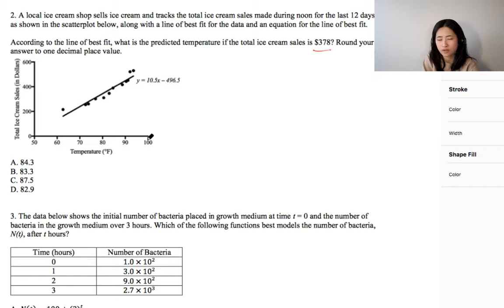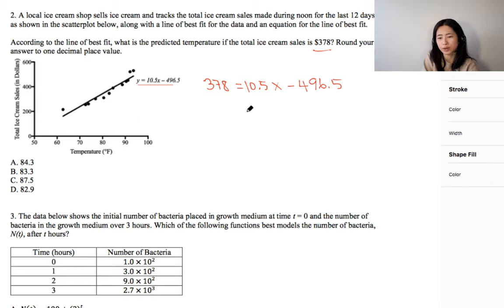So all of your x values are basically temperature, and then your y is your total ice cream sales, and this is in dollars, right? So now you would have to plug in 378 as your y. So we're essentially using this line of best fit to find your temperature. So 378 is equal to 10.5 times x minus 496.5.